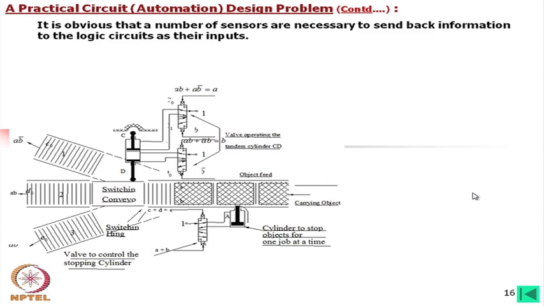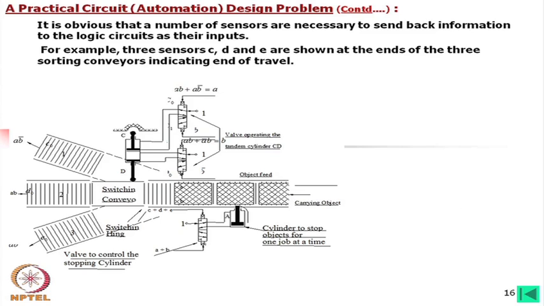It is obvious that a number of sensors are necessary to send back information to the logic circuits as their inputs. For example, three sensors C, D, E are shown at the ends of three sorting conveyors, indicating end of travel. That means we have the sensors here, C, D, E. This is showing the sensor positions, nothing else, but actually the sensors are named C, D and E. Now when the object is passing through this, it is sensed that the object has passed. So that information is going into the main logic circuits. Okay.